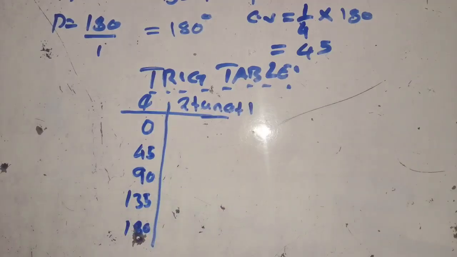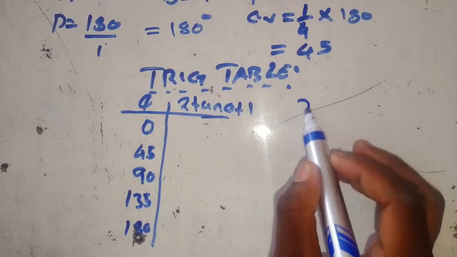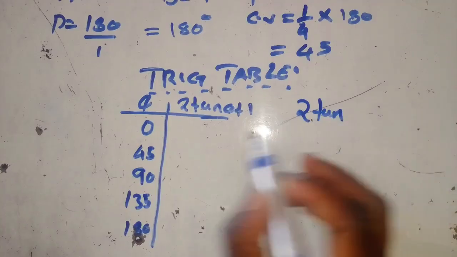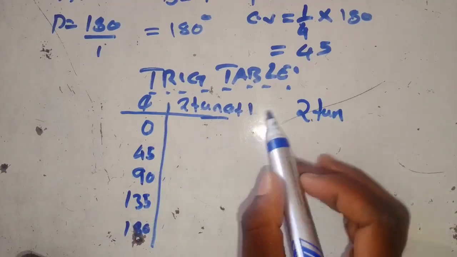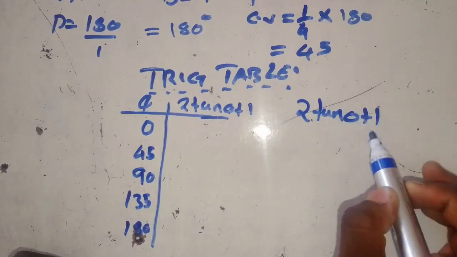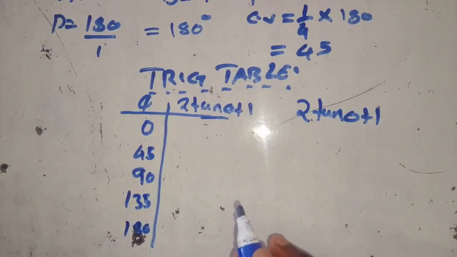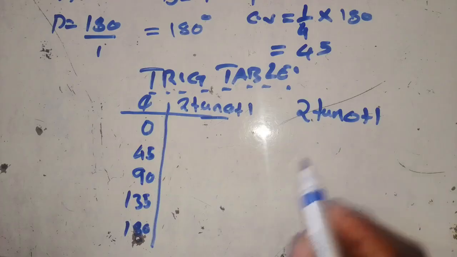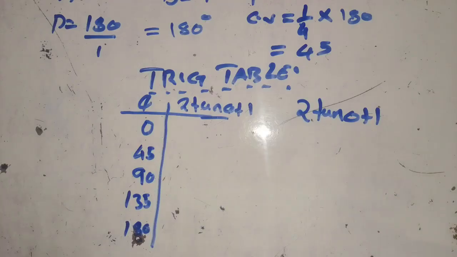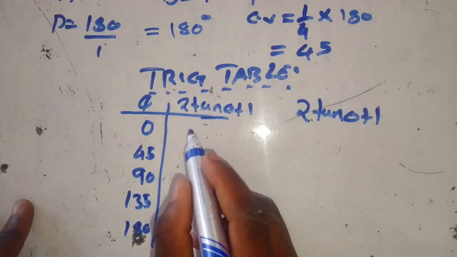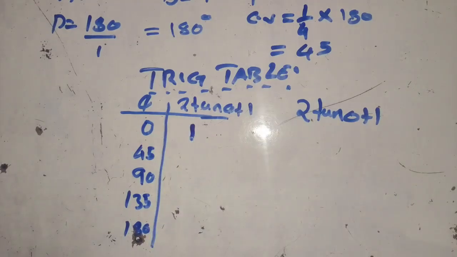So I have 2 tan theta plus 1. Remember where there's theta, we have found that it's 0, so we put 2 tan 0 plus 1. This will give us 1, because 2 tan 0 gives you 0, plus 1, and this will give us 1.